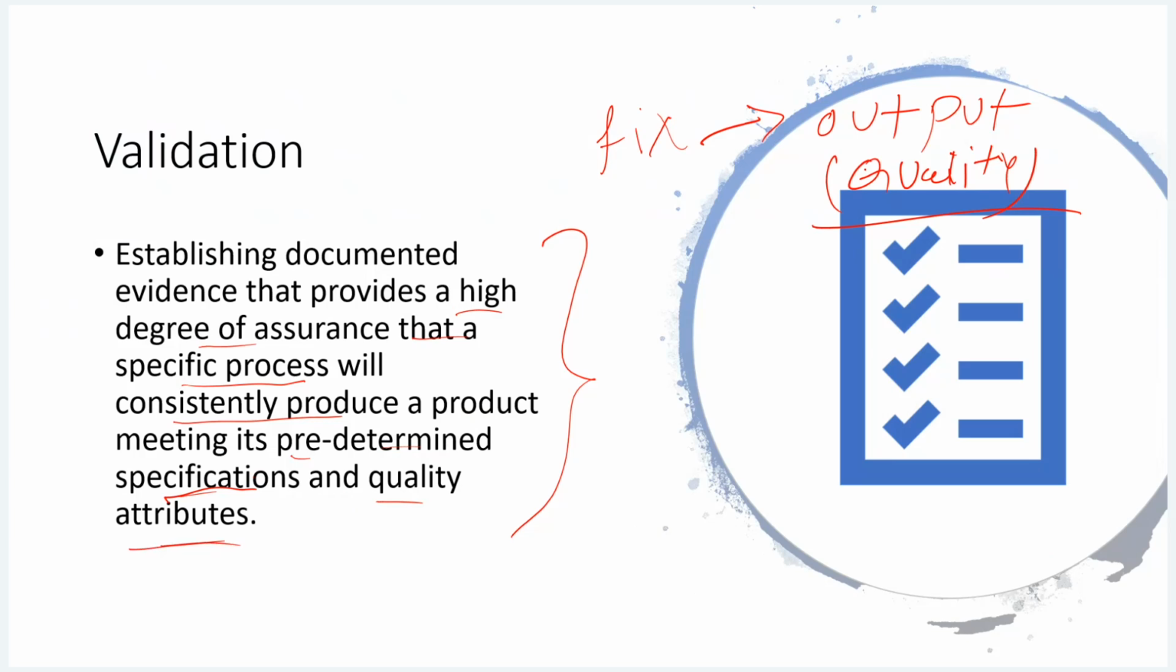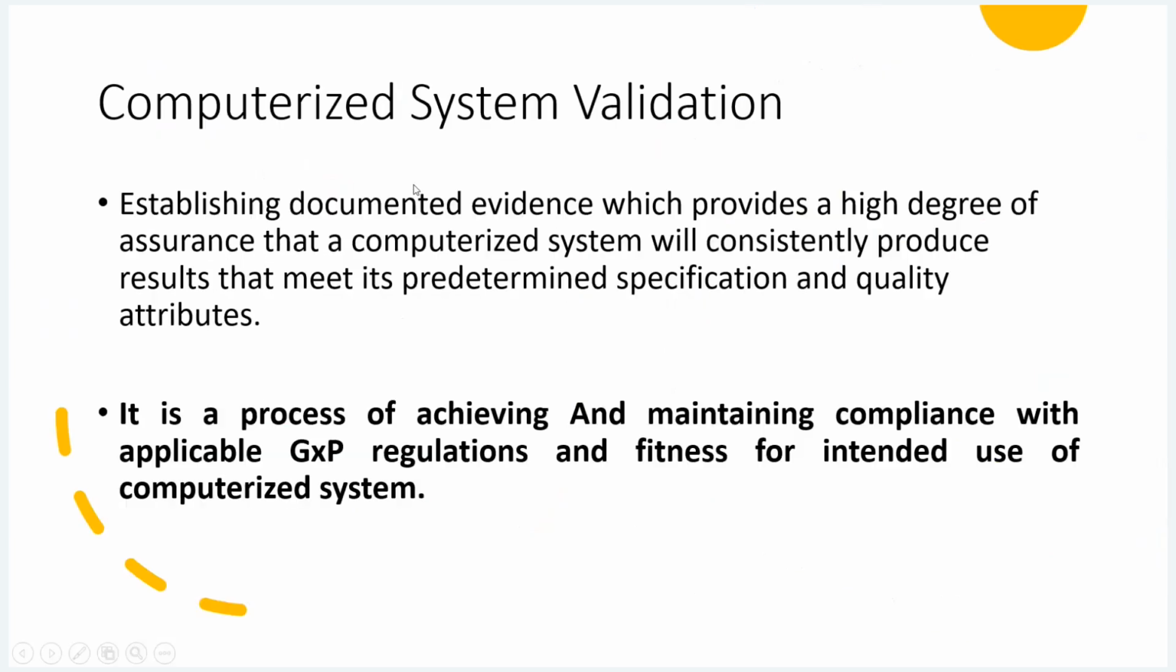Once you get the fixed output again and again, not only one time, then we can say my process is validated. The same applies to your computer system. Use of a validated computer system means you are going to get fixed product quality, fixed services ultimately. So what does computer system validation mean?